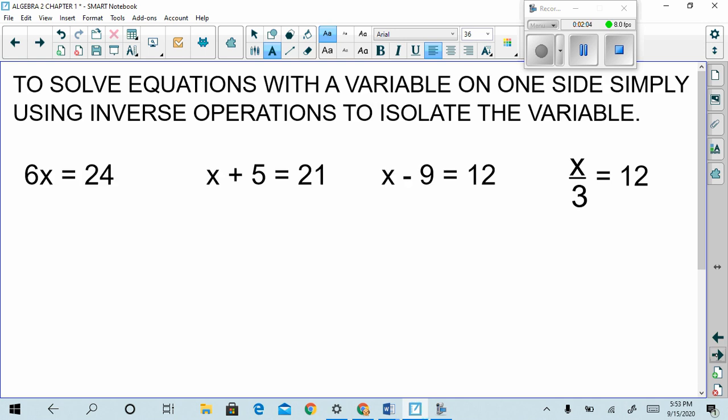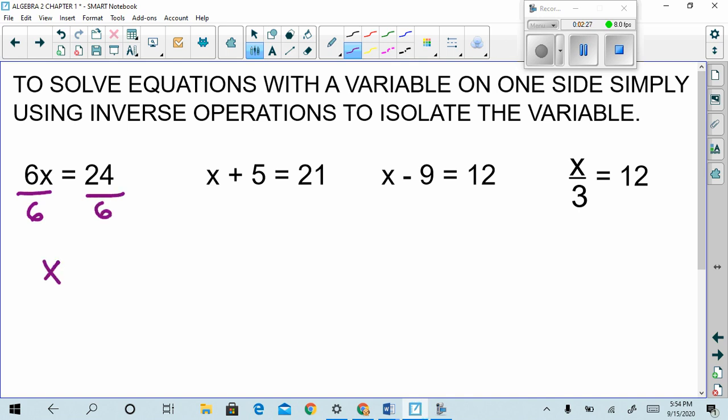To solve equations with a variable on one side, simply use an inverse operation. Let's look at some simple one-step equations. I see 6 times x equals 24. If I see multiplication, my inverse will be division. I will divide on both sides to keep the equality, and x is equal to 4.